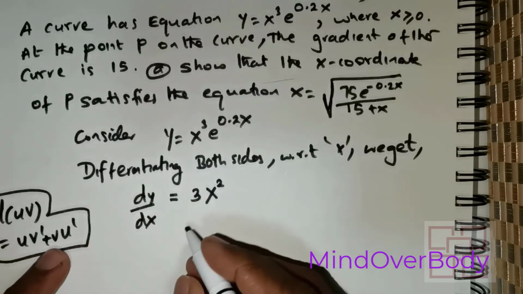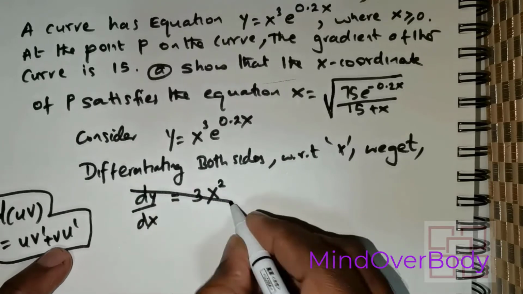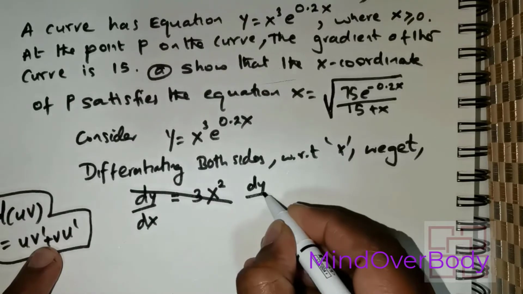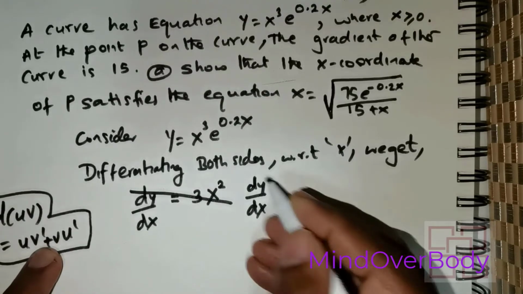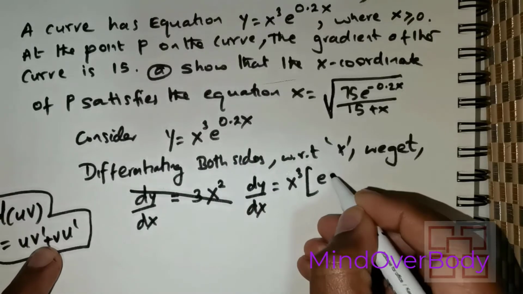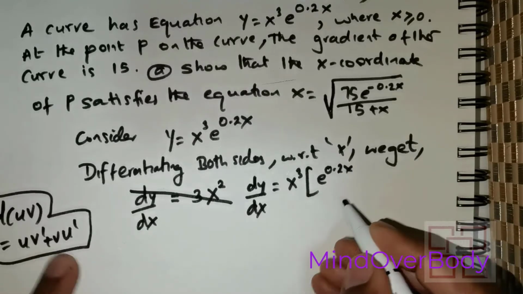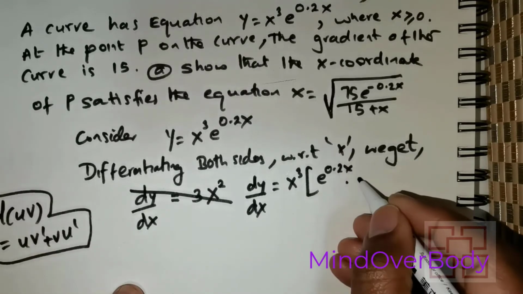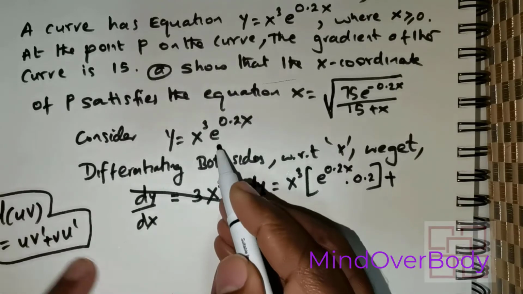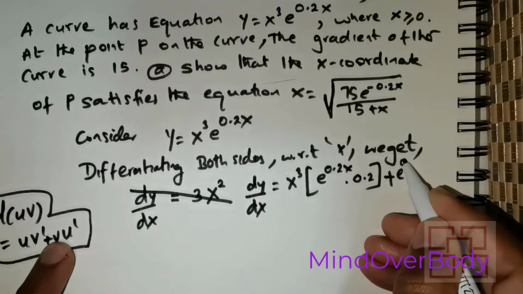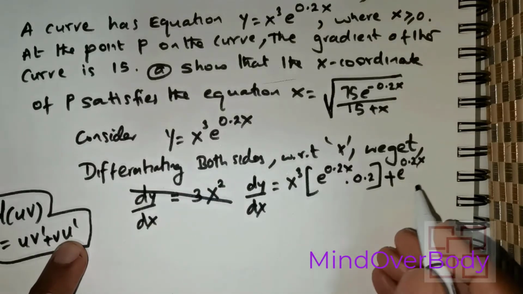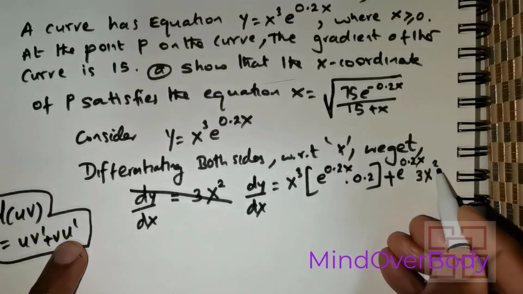But because of consistency, I'm going to rewrite this step starting with the u v dash formula. So dy over dx is going to be equal to x cubed times the differentiation of e raised to the power 0.2x, which would be e raised to the power 0.2x times the coefficient of x, which is 0.2, so place it as it is, plus now v times, so that's going to be e raised to the power 0.2 times x, times the differential u dash, so that's going to be 3 times x squared. So this is what we have got.